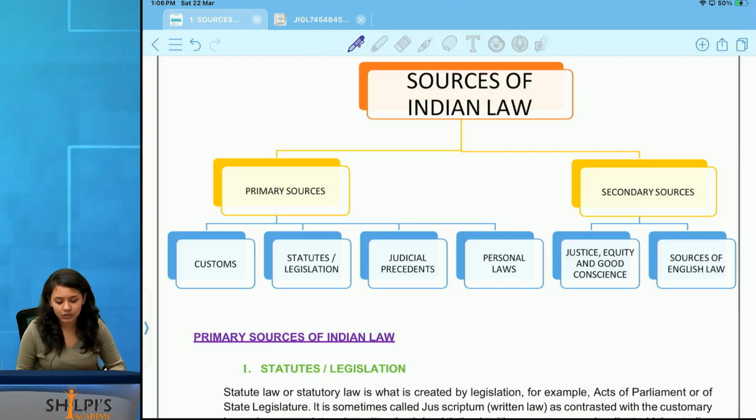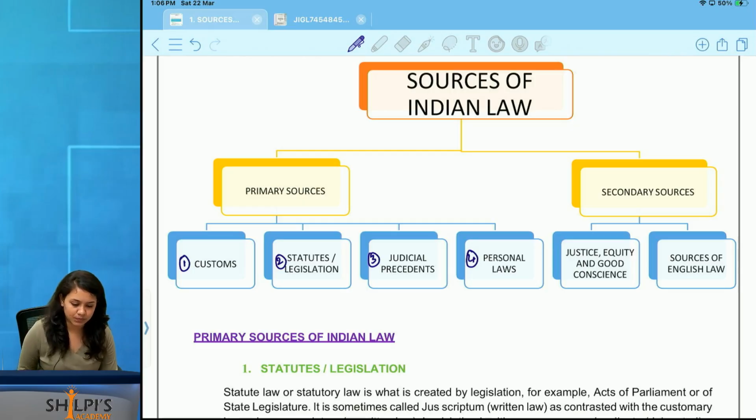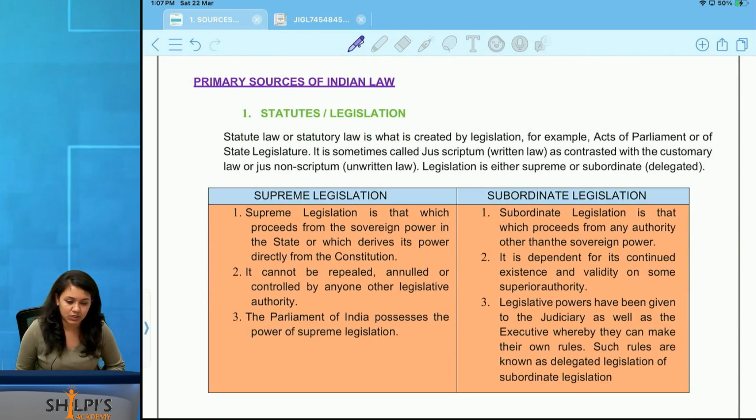Okay. So let's look at our first primary sources. Our primary sources consist of customs, statutes and legislations, judicial precedents and personal laws. Whereas our secondary sources are the sources of English law and the concept of justice, equity and good conscience. Okay. So let's come down to our primary sources of law. The first primary source of law I will call your statutes and legislation.